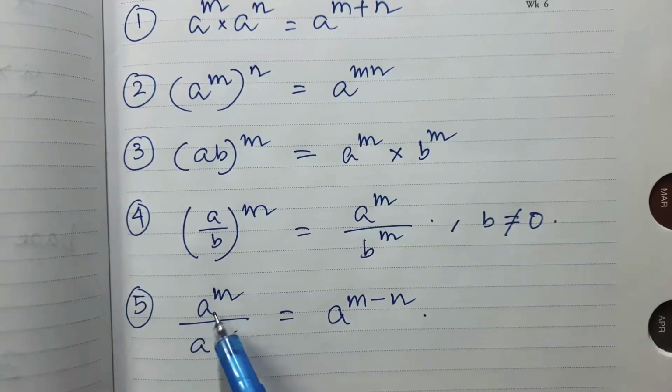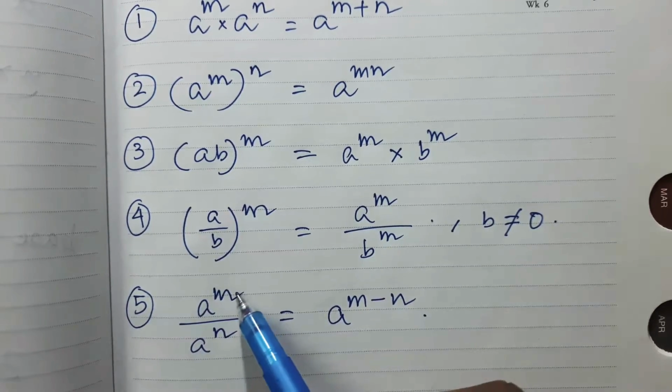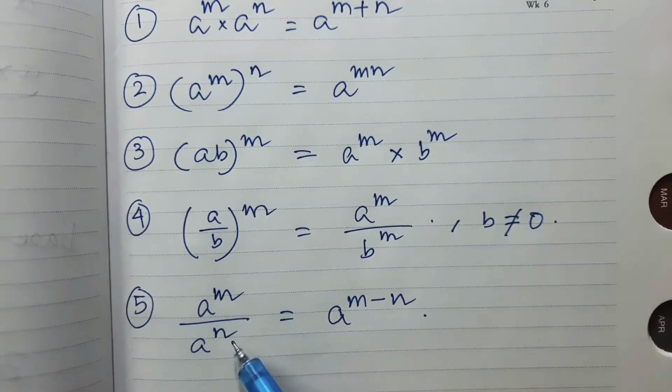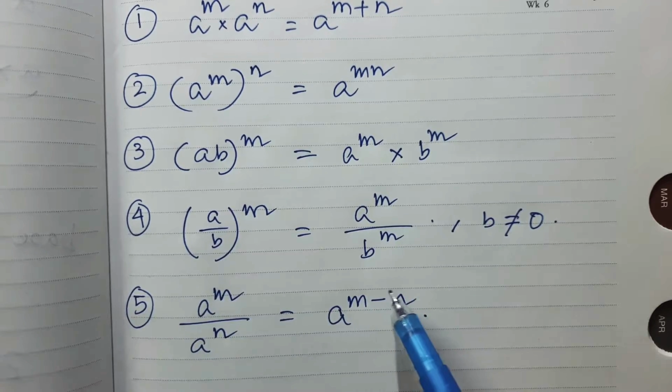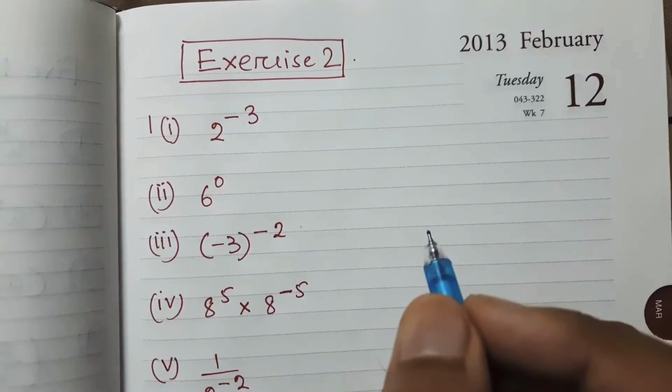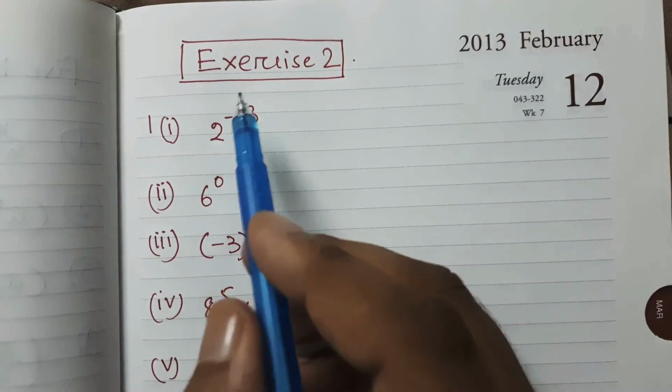In this formula, same base, that means a and a, and different exponents m and n, and there is a division between this term and this term. In that case we will just subtract the exponent, so a to the power m minus n. Now we will solve the exercise number 2.